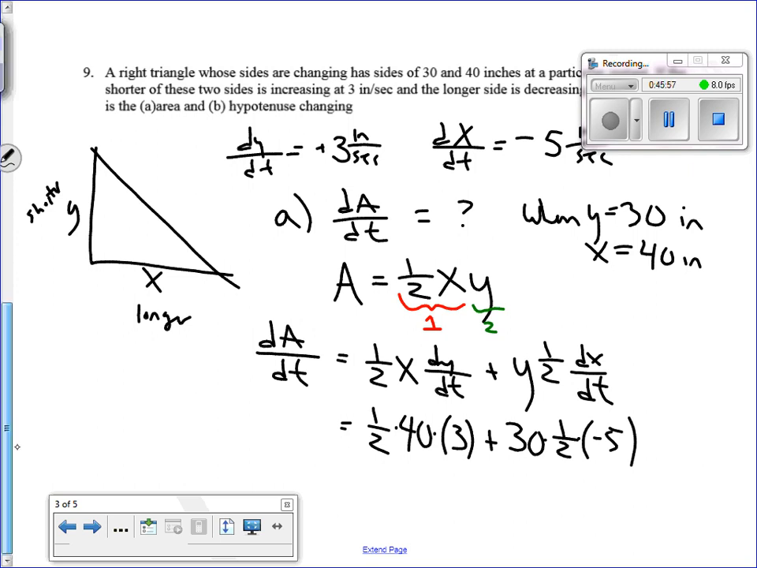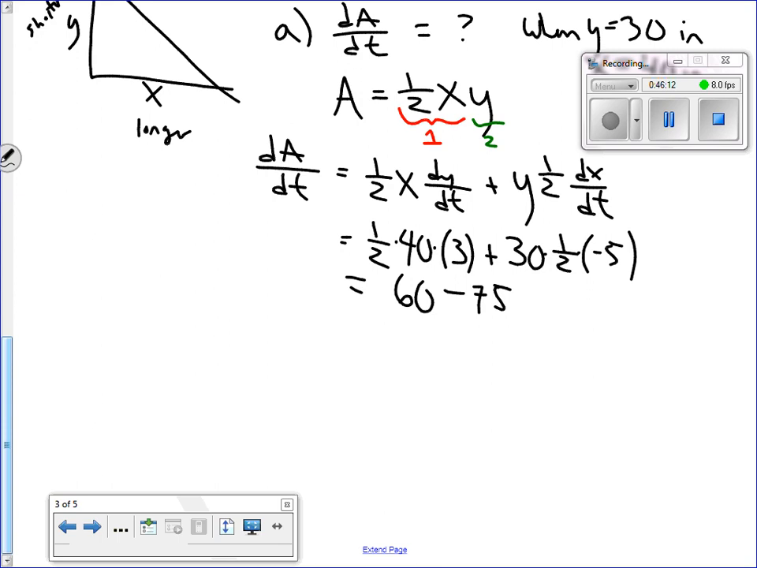So 1/2 of 40 is 20 times 3 is 60. 1/2 of 30 is 15 times negative 5 is negative 75. So we get, for dA/dt, negative 15. And for the units of area, because length in this problem was measured in inches, it'd be square inches per second. All right, so all that is part A, because we were looking for dA/dt.